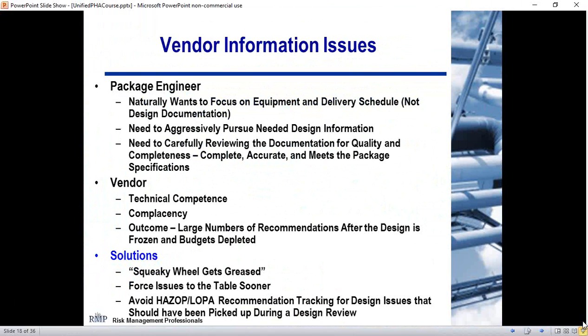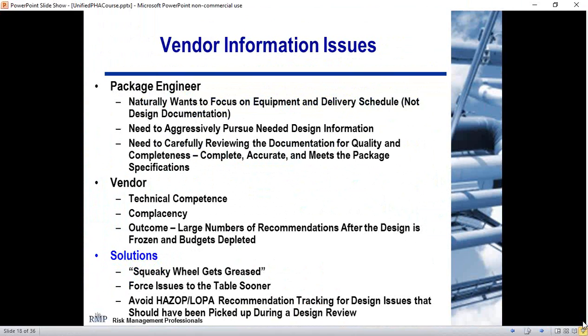There's usually large numbers of recommendations on the vendor package after the design is frozen and budgets depleted. So this goes back to the importance of making a decision. Are you even going to evaluate it? And if you are, do it right. So solutions. The squeaky wheel gets greased.